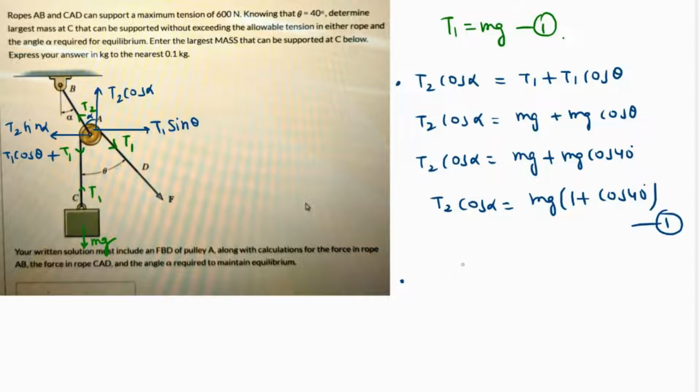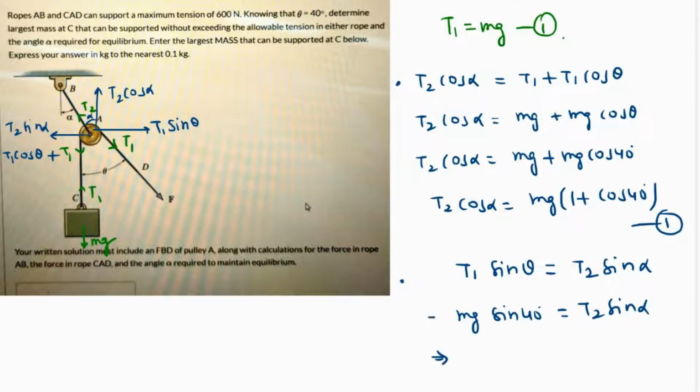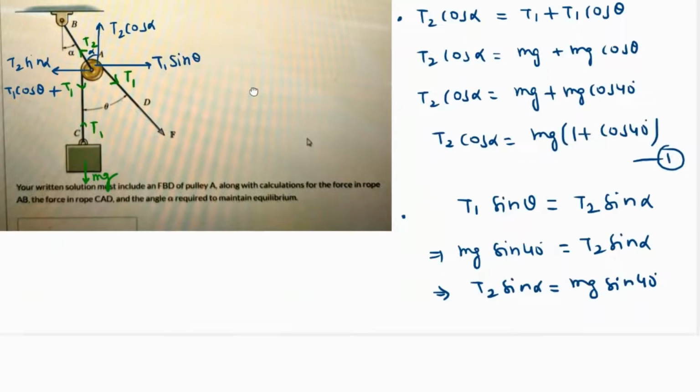And if we equate the horizontal forces, then T1 sine of theta should be equal to T2 sine of alpha. This force and this force are equal. T1 is mg, so mg sine of theta, where theta is 40 degrees, should be equal to T2 sine of alpha. If we flip the equation, T2 sine of alpha is equal to mg sine of 40 degrees. Let's call it equation number two.